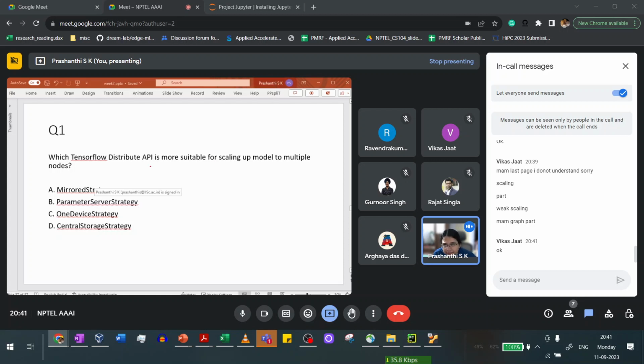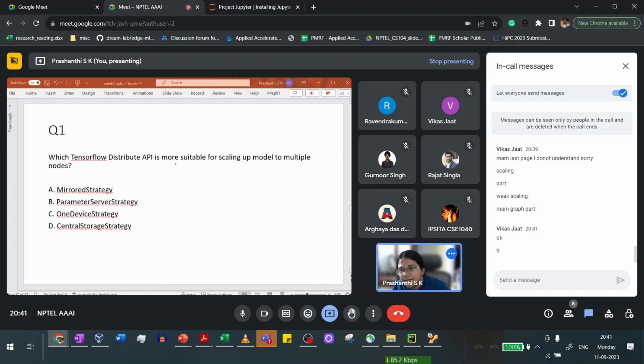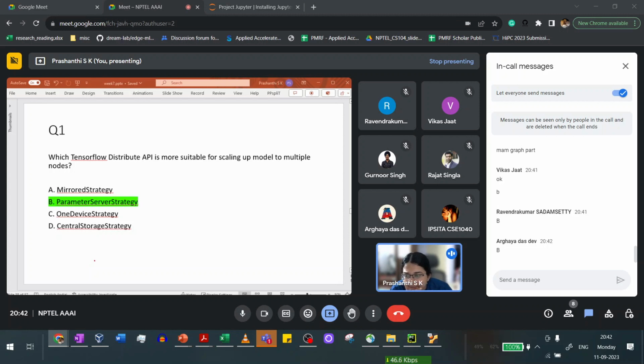Okay, we'll now start with the questions. If you have an answer, please ping on chat. Which TensorFlow distribute API is more suitable for scaling up a model to multiple nodes? Mirrored, parameter server, one device, central storage. Parameter server, okay. Anyone else? Yes, it is parameter server.